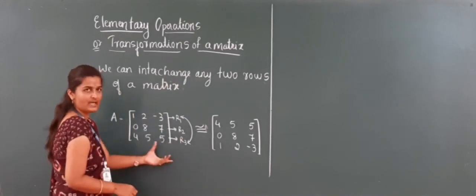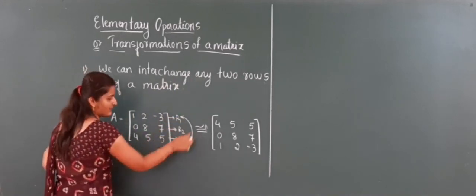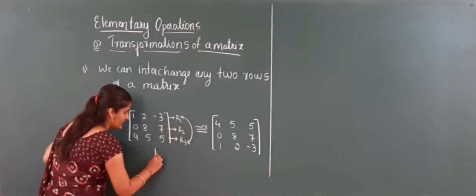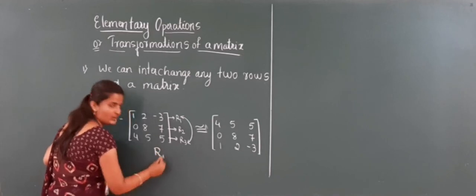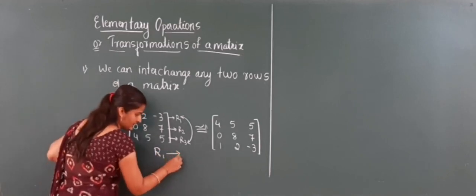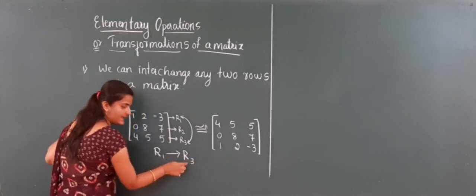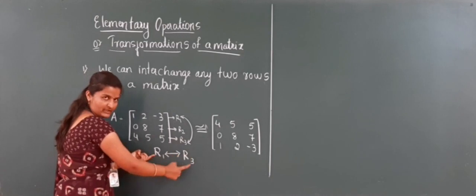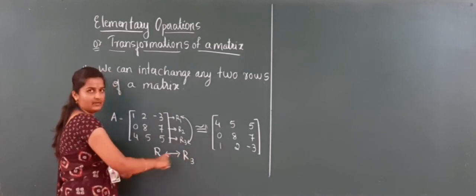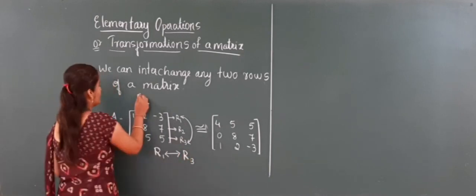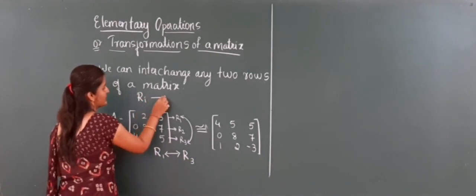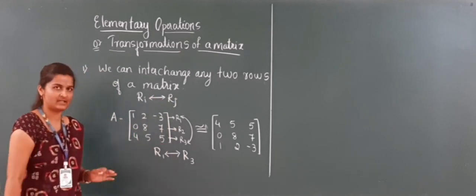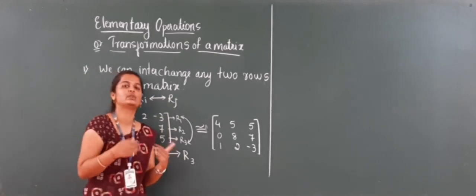What we have done? I have interchanged R1 to R3, R3 to R1. How can we write this operation? I can write it as R1 row is changed to R3 row, again R3 row is changed to R1 row. In the place of R1 we write R3, in the place of R3 we write R1, so 2 arrows. In general I can write Ri row changes to Rj row, Rj row changes to Ri. So the first elementary operation is we can interchange any 2 rows.